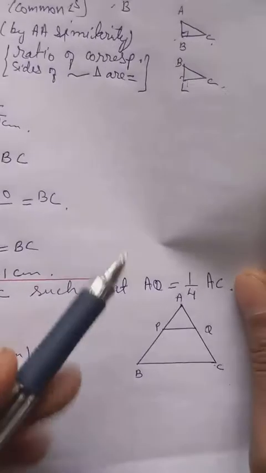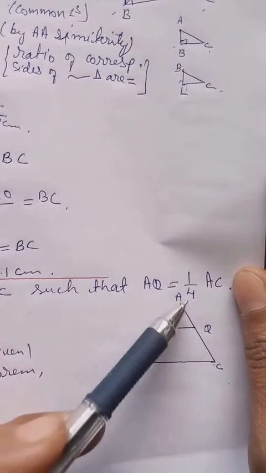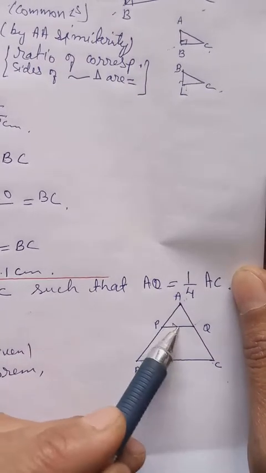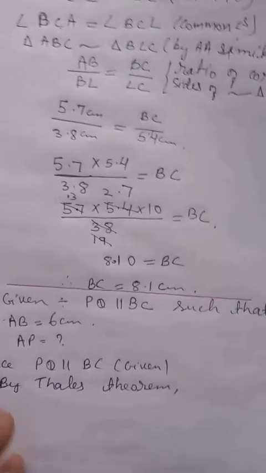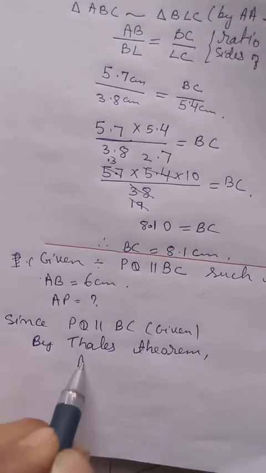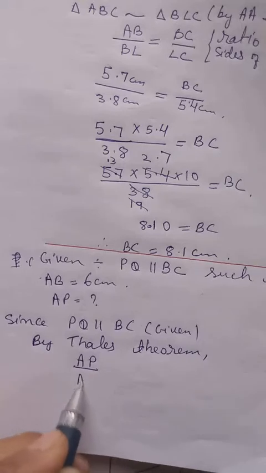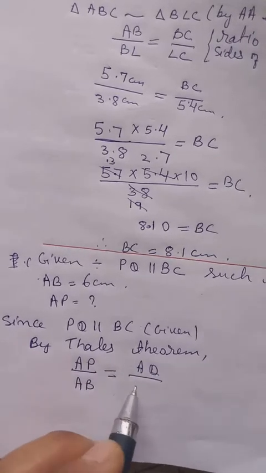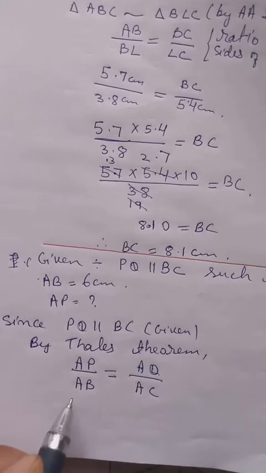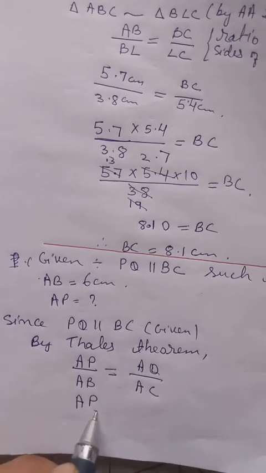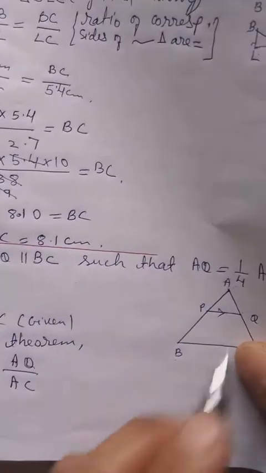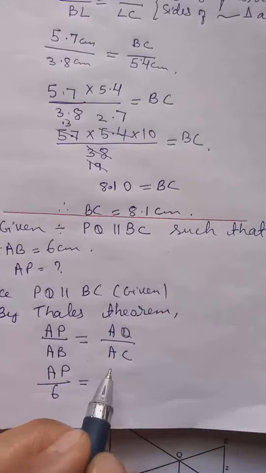So what side do we want to take? We have to find AP. So we can take the ratio as AP, AB. If I take AP, this side I have to take AQ. If I take AB, I have to take AC. It will become AP by AB, and it will be equal to AQ by AC. AP we still have to find. AB we know it is 6. AQ we know is 1/4 of AC, we can replace with that.